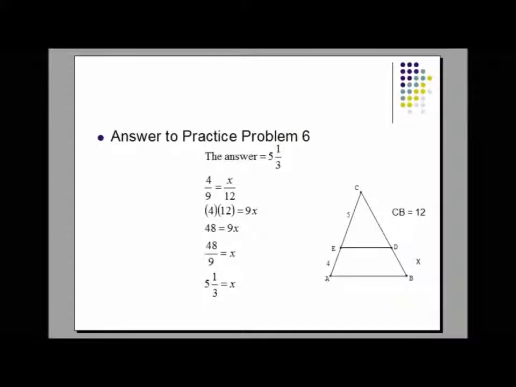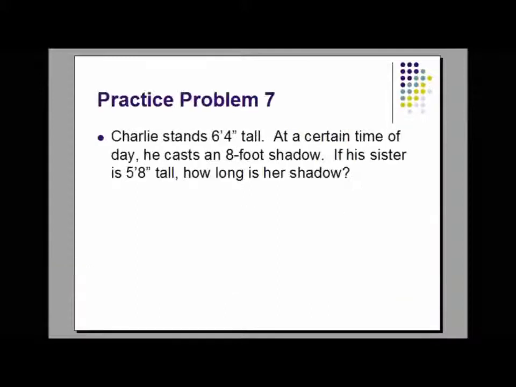Cross multiplying gives 4 times 12 equals 9x. Simplifying gives 48 equals 9x. Dividing both sides by 9 gives 48 over 9 equals x. Doing the math gives us 5 1/3 equals x.